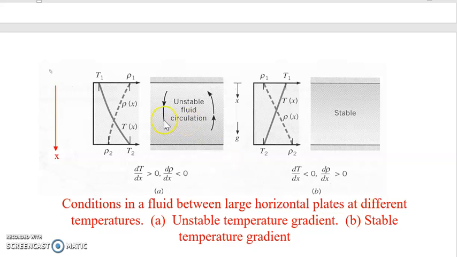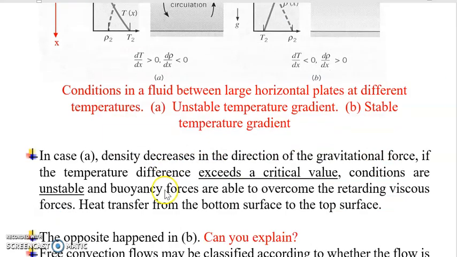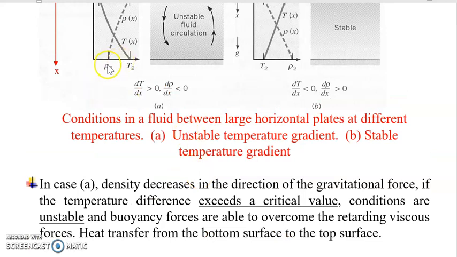We have a closed tank of fluid. In the first case, the floor is at a higher temperature than the top. The density, of course, increases in the direction away from the gravitational force. If the temperature difference exceeds a critical value, conditions are unstable and the buoyancy forces are able to overcome the retarding viscous forces. Now, heat transfer from the bottom surface to the top surface occurs. A special, beautiful example is the Rayleigh-Bénard convection, which you can check out somewhere.